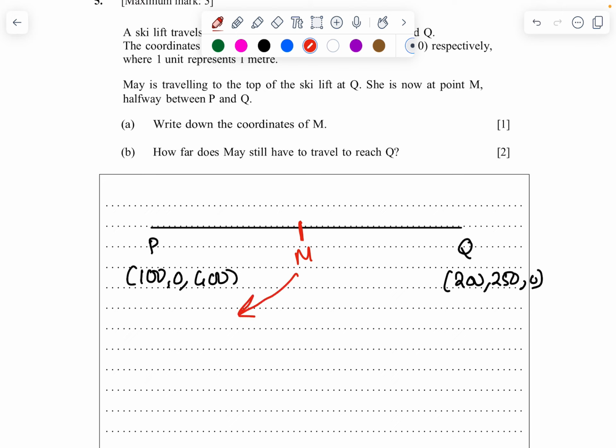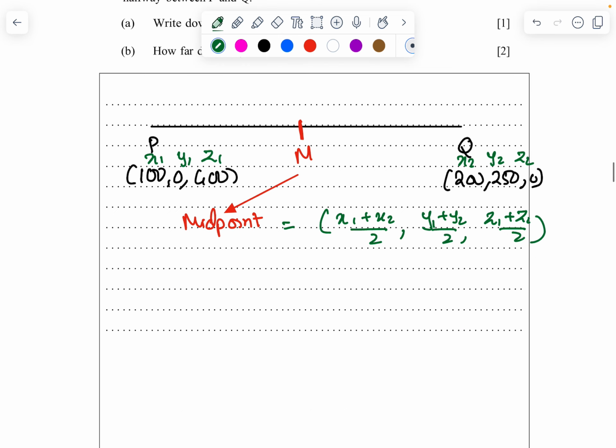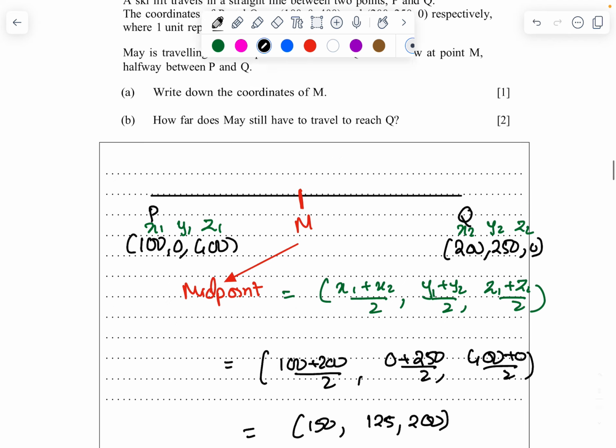So M is going to be nothing but the midpoint. Midpoint formula: if this is x1, y1, z1, x2, y2, and z2, the midpoint formula is going to be x1 plus x2 by 2, comma, y1 plus y2 by 2, comma, z1 plus z2 by 2. So I'm going to get the midpoint as 100 plus 200 by 2, comma, 0 plus 250 by 2, comma, 400 plus 0 by 2, which is going to be 150, 125, and 200. That's going to be the midpoint.